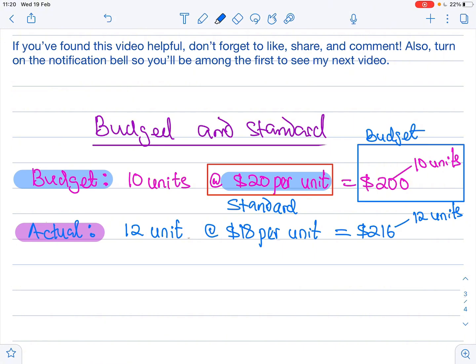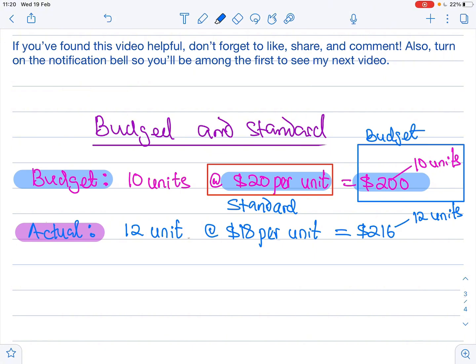Okay, so what is this telling you? It means as you are going for these 10 units, you know that the budget for the 10 units is going to be $200, meaning that you are not expected to spend more than $200 to buy these 10 units. So at this point, you've not bought the item, but you have your plan, your budget of $200 for these 10 units of item.